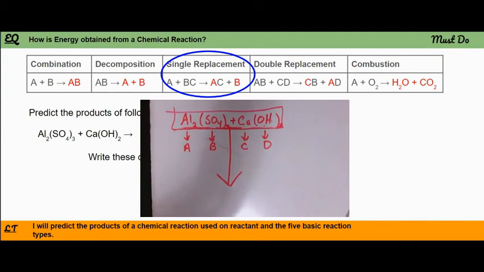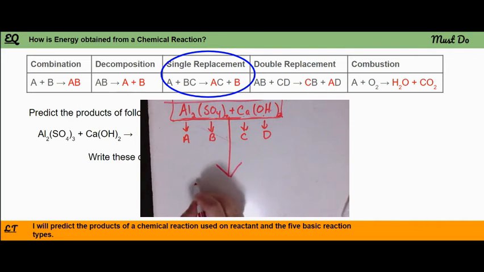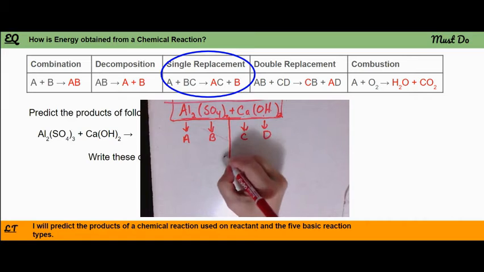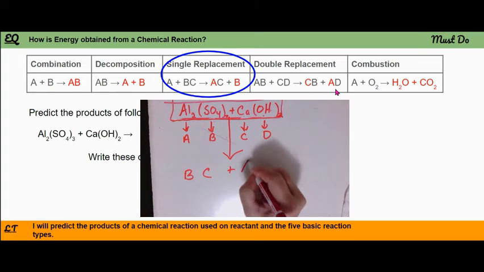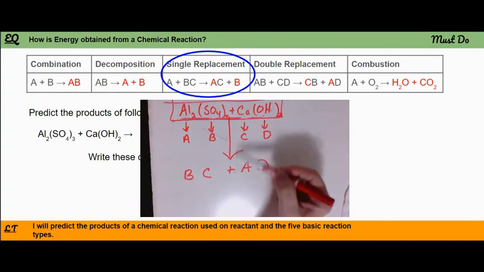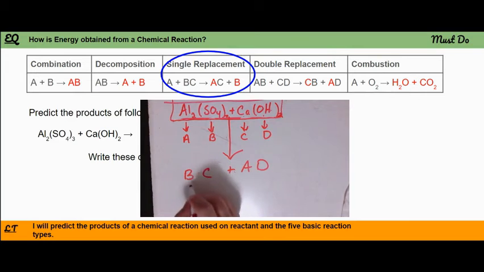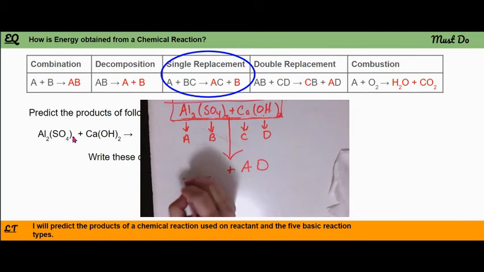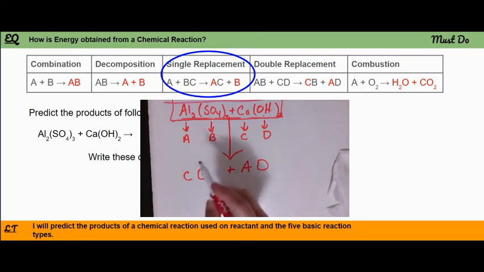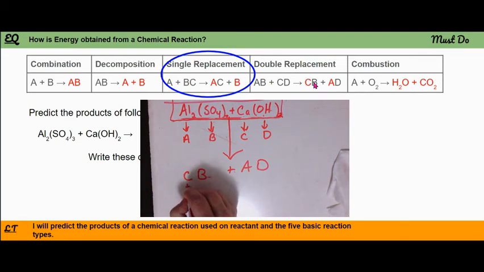So what we want then is to change to, let me make this just a little bit smaller so everything fits on the screen. We're going to change to BC plus AD, right? That's the double replacement reaction. Okay, and B is SO4. Nope, that's not right. CB. CB. Okay, sorry. C is calcium.